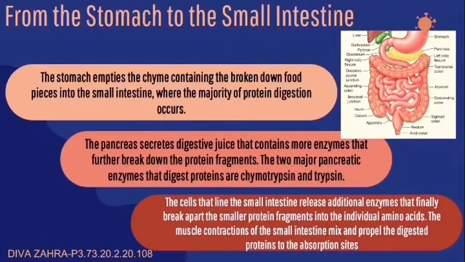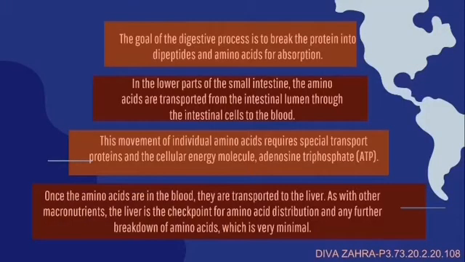The cells that line the small intestine release additional enzymes that finally break apart the smaller protein fragments into the individual amino acids. The muscle contraction of the small intestine makes and propel the digested proteins to the absorption sites. The goal of the digestive process is to break the protein into dipeptides and amino acids for absorption.